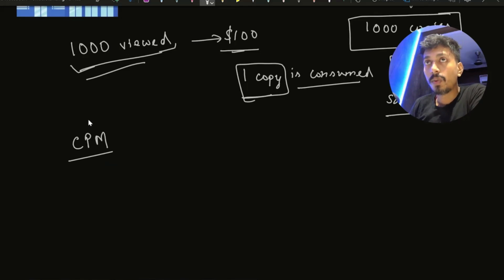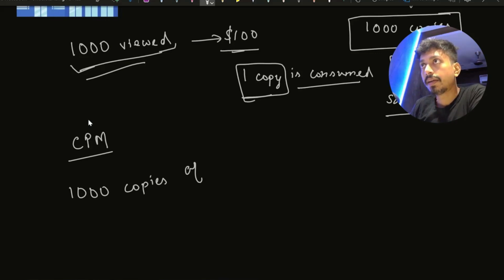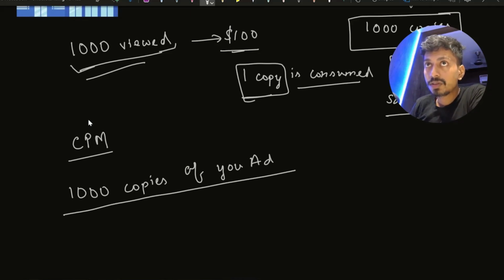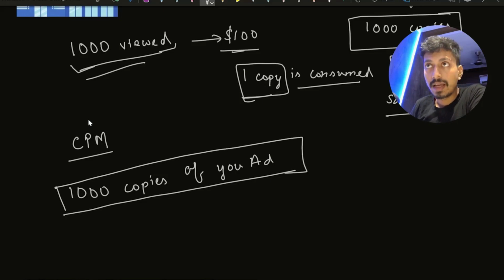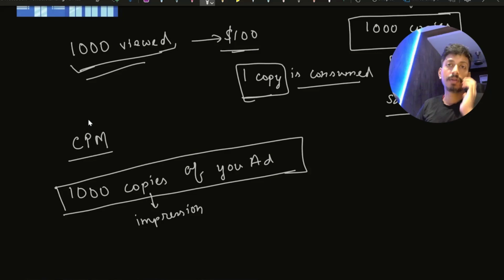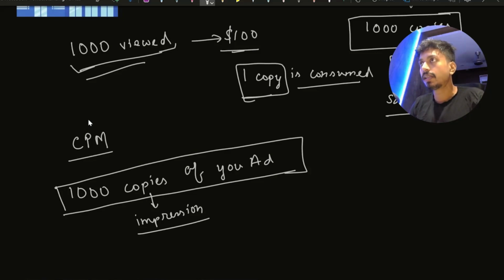It is what Facebook charges for creating 1000 copies of your ad. Done. Now this 1000 copies is what they charge, and basically what this is called is impression. That's it. This is all about impression. There is no additional thing which is added here. Now I know you have multiple questions. Let's go even deeper and you will understand what I'm trying to say.